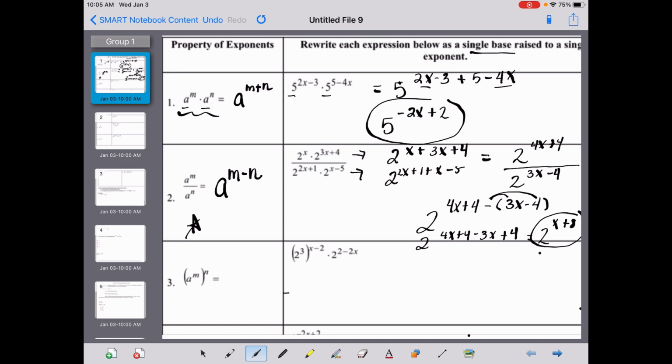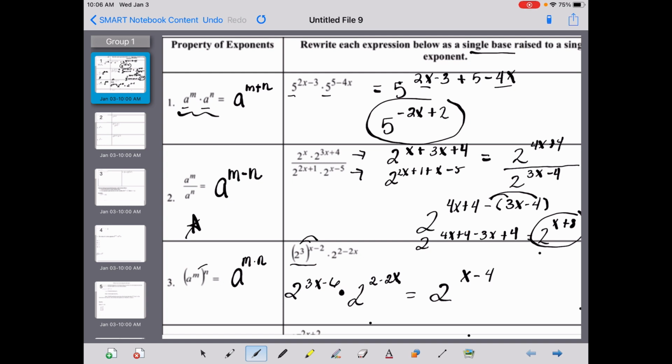Number 3 is a power to a power. When you have power to power, you multiply: a to the m times n. So the power to power is this one right here. We're going to multiply 3 times x and 3 times negative 2. So then you get 2 to the 3x minus 6 times 2 to the 2 minus 2x. And then from there, you add exponents because it's multiplication. And that's what you should end up with.